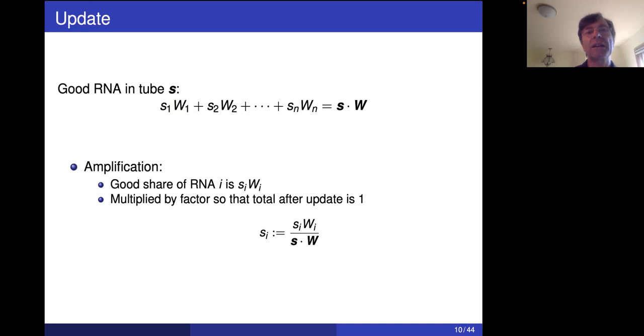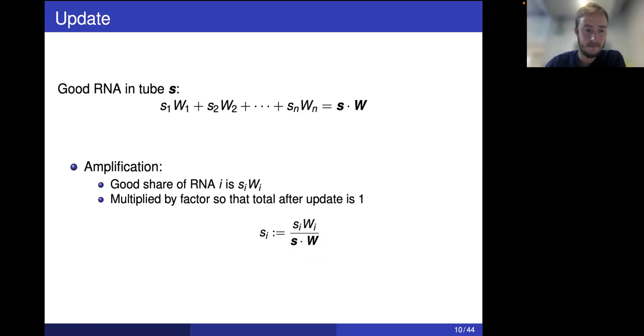Okay. So and now the amplification is a normalization. So at the end, everything normalizes to one. So you get the following update. S_i is the old concentration times, this is what attaches, W_i, the fitness of RNA i, and then over a factor so that at the end, everything sums to one. If I now sum these new S_i over all i, I get one again. Is that clear? Yeah. Okay, good.